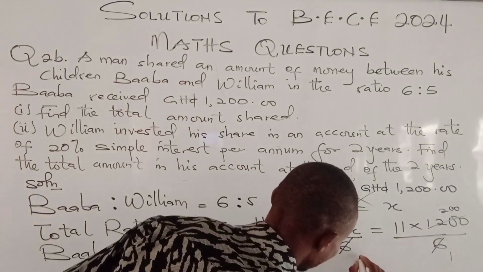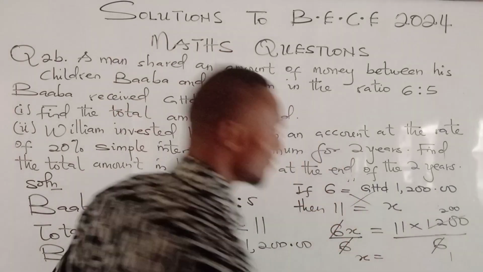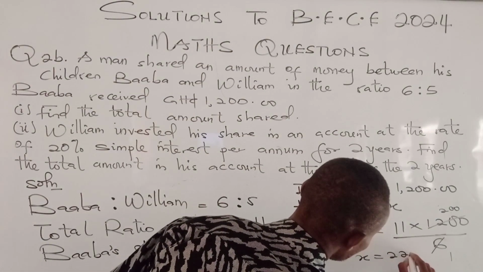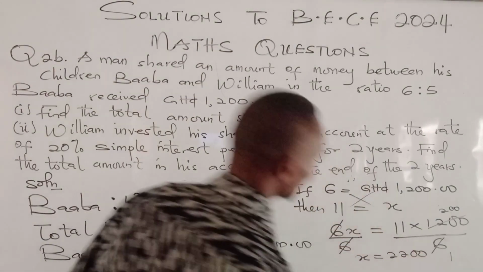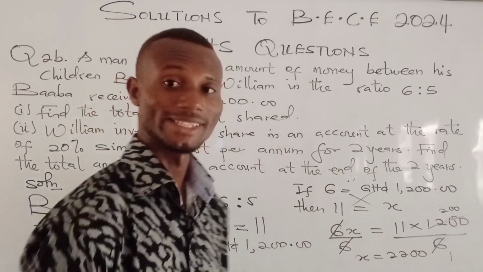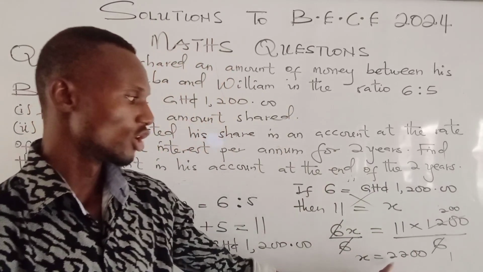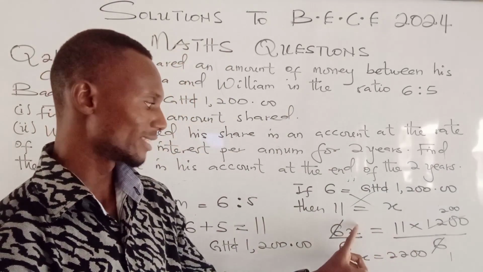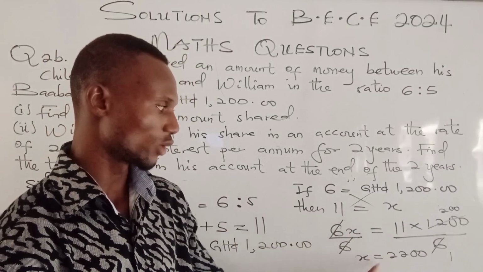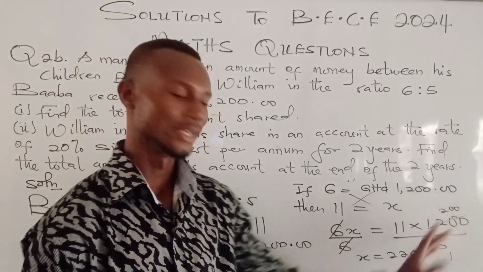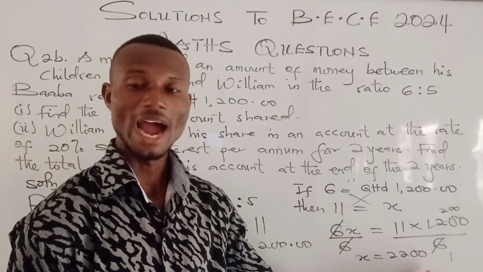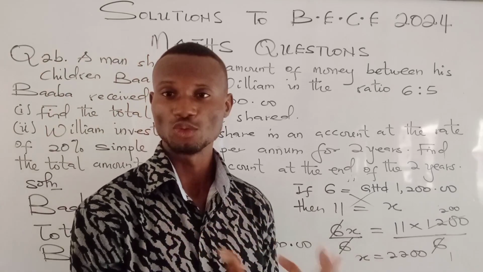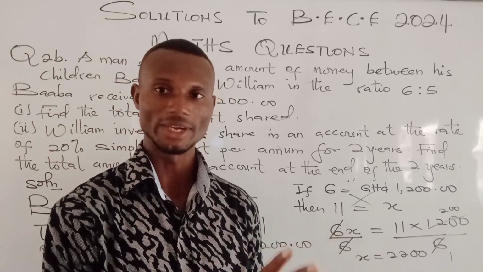So my s will be equal to 11 times 200, which is going to give me 2,200 Ghana cedis. So I have my s equal to 2,200. I hope you agree with me. Here it is. I have my s left here, so s equals 11 times 200. It gives 2,200. So now this is the total amount that was shared. I hope you agree with me.